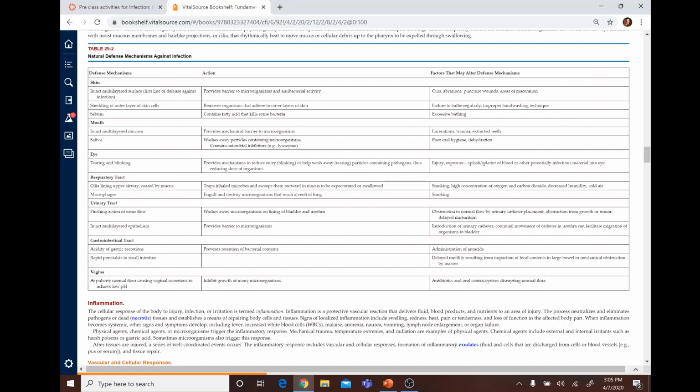What is the action of the intact multilayered epithelium? Barrier. What are some factors that may alter the defense mechanisms of intact multilayered epithelium?